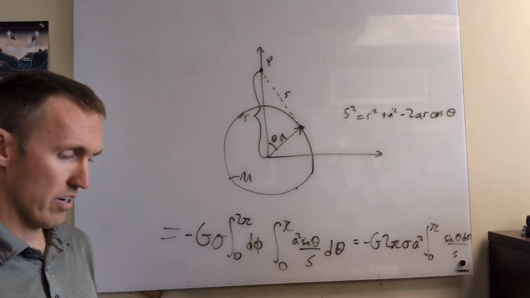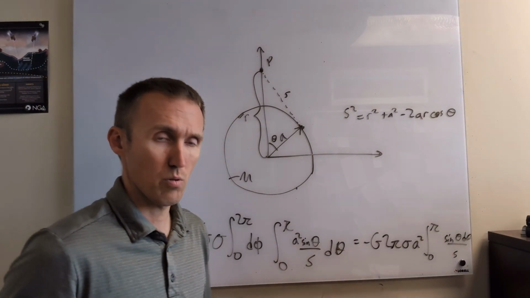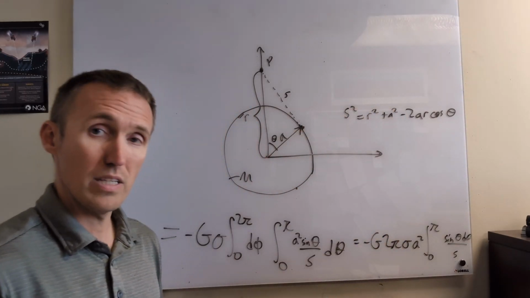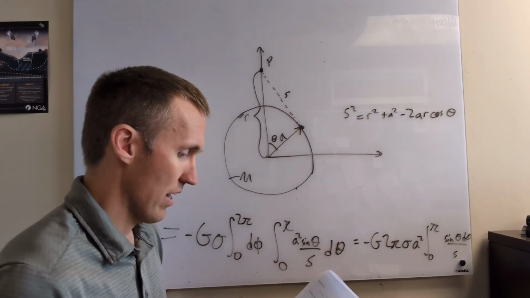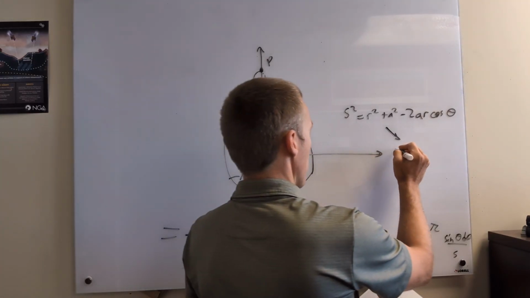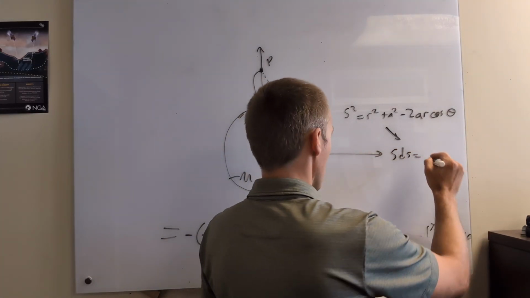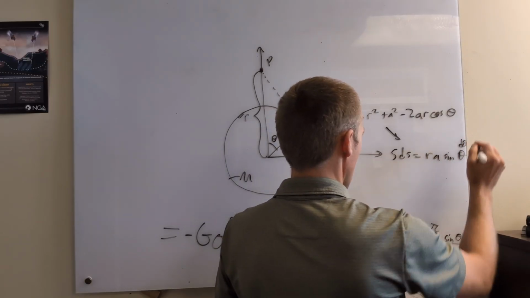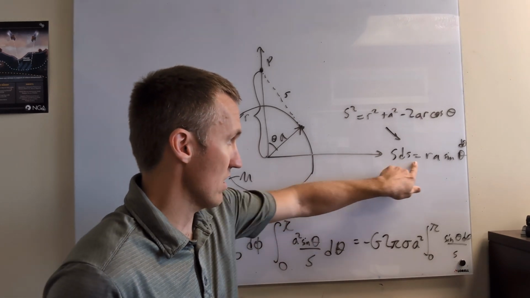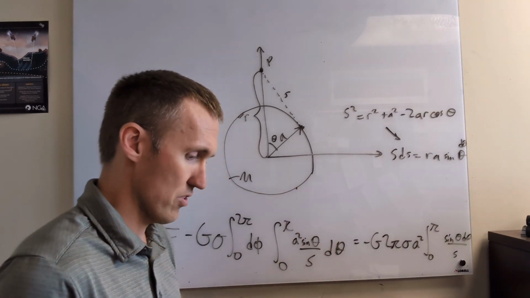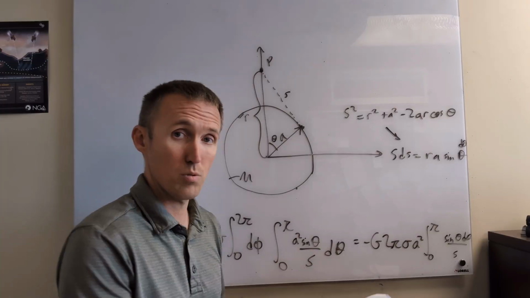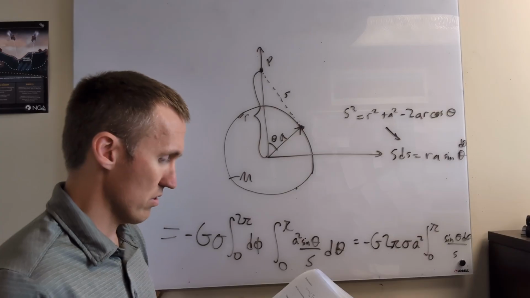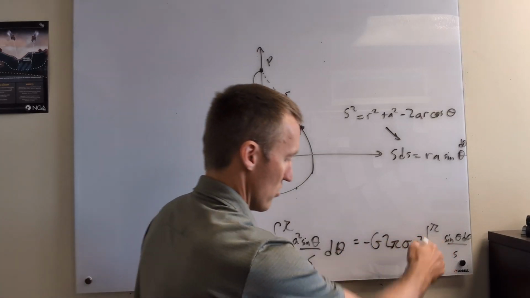Now we can do a change of variables. If we differentiate both sides of this with respect to s, we'll get a relationship between ds and d theta. That'll be s ds is equal to r a sine theta d theta. Sorry, I ran out of space there. s ds is equal to r times a times sine theta d theta. So then we can get our sine theta d theta in terms of s and ds. We can plug that in here, and that is going to basically turn this integral.